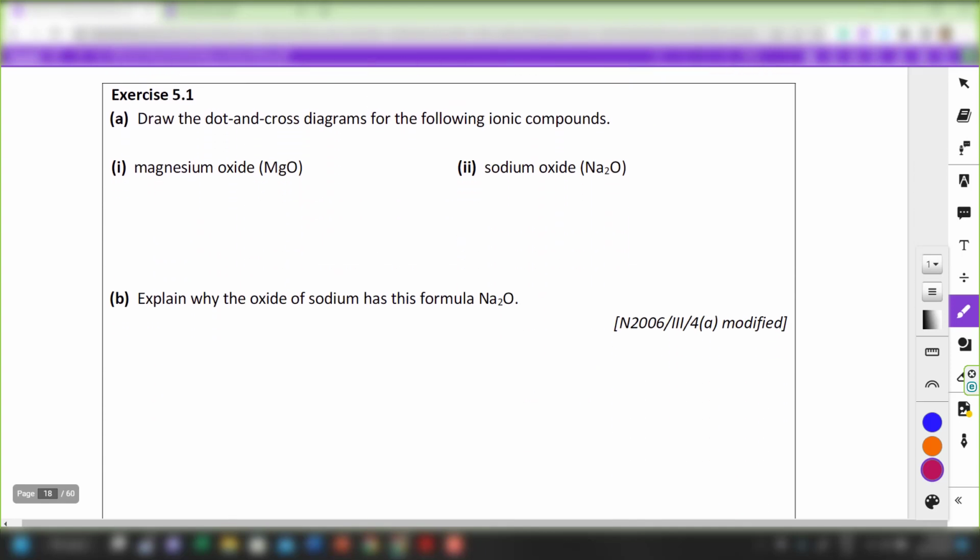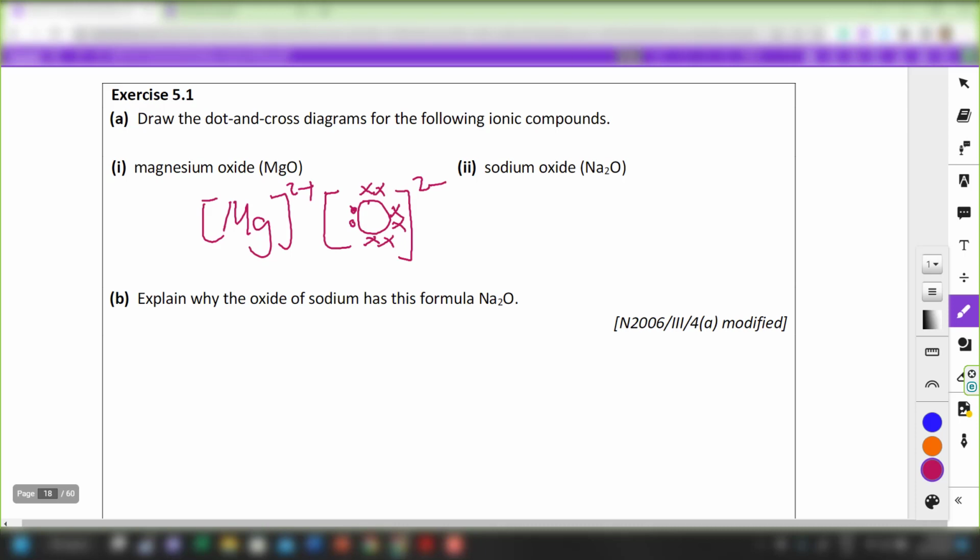Okay, for exercise 5.1, you are required to draw the dot and cross diagrams for the following ionic compounds. For magnesium oxide, it should be quite straightforward, because for the cation, you do not need to draw in anything. So I just put Mg2+, with a bracket and 2+. For oxide, you need to be a little bit careful. I'm just going to show you one of the easier ways to do it, which is just to pair up the crosses. And of course over here just put it as dots. So that's about it.